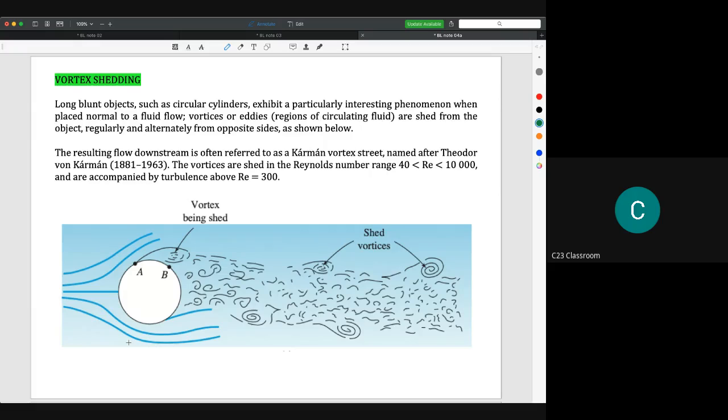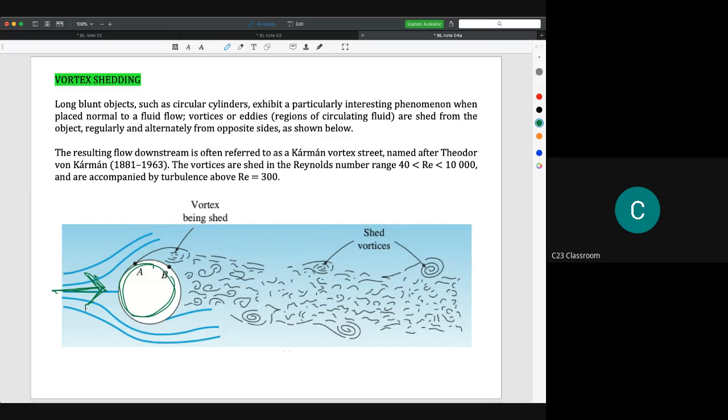Because in real situations, in real phenomena, we found that the flow will create vortex. So for example, a long blunt object such as a circular cylinder exhibits a particularly interesting phenomenon when placed normal to a fluid flow. Vortices, or eddies, regions of circulating fluid, are shed from the object regularly and alternately from opposite sides as shown below. So the idea is we have an object here, and then we have a perpendicular flow from left to right here.